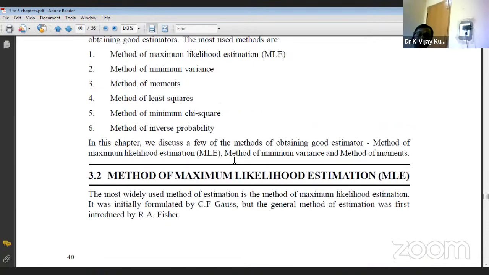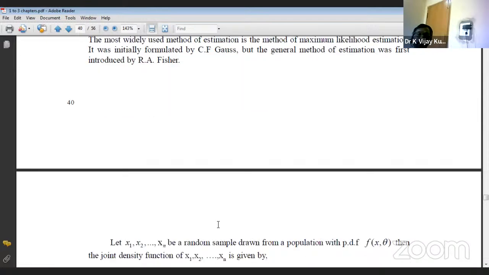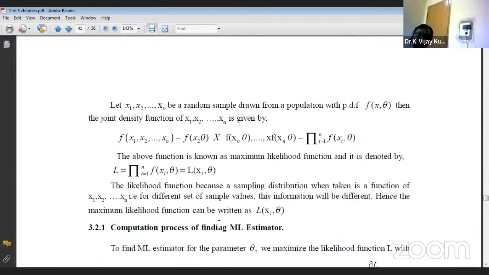What is the method of maximum likelihood estimation? It is the most widely used method of estimation. It was initially formulated by C. F. Gauss, but the general method of estimation was introduced by R. A. Fisher. Let x1, x2, and so on, xn be a random sample.